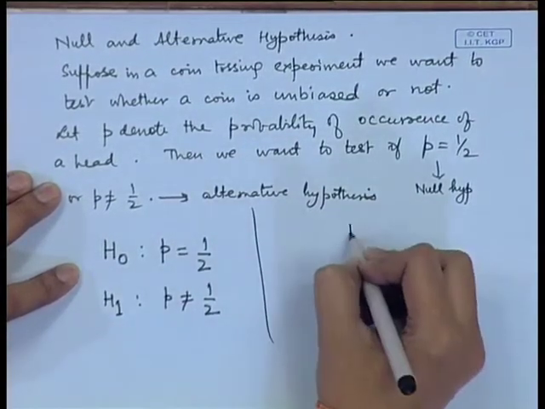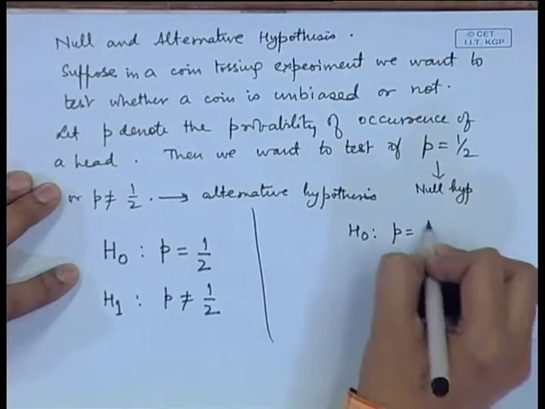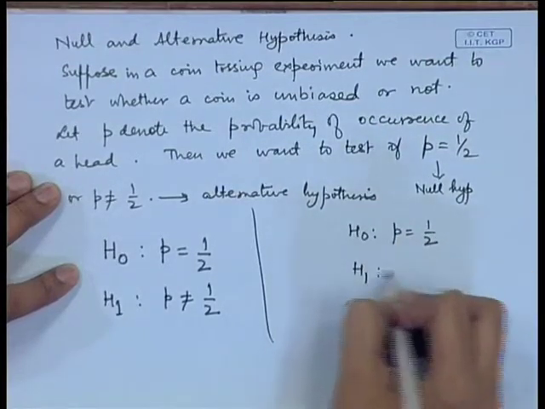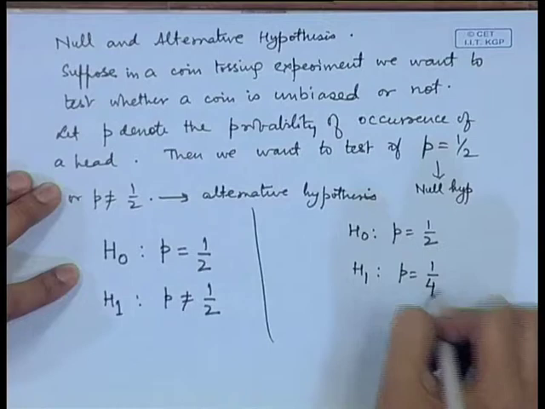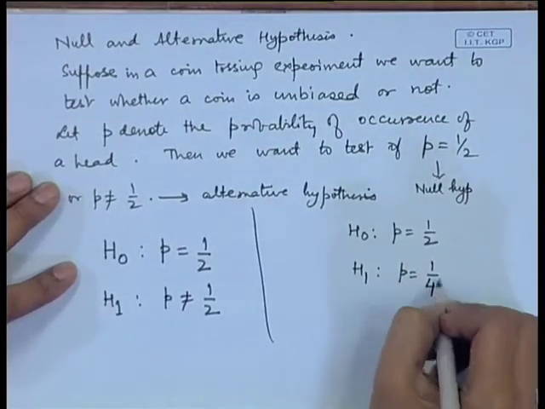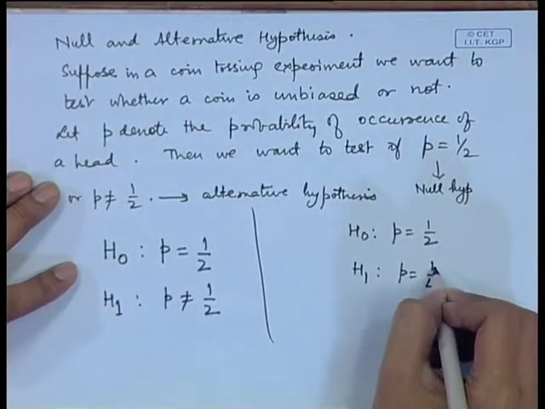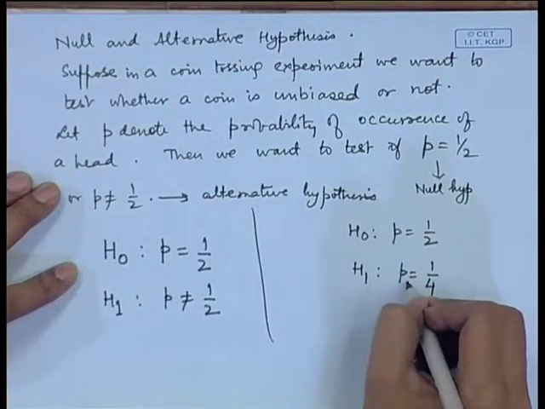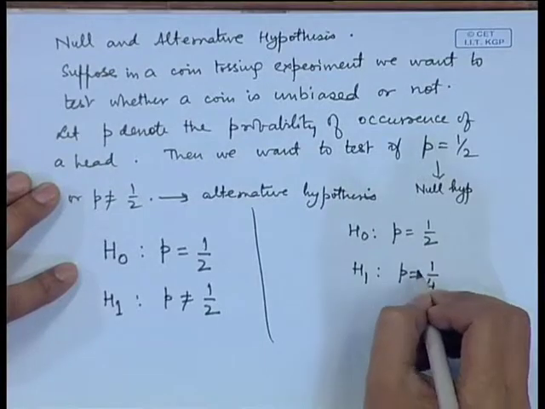It could also be like H naught: p is equal to 1 by 2 versus H 1: p is equal to say 1 by 4. Suppose we have a strong suspicion that actually the probability of head is only 1 by 4, then we may set up the alternative hypothesis of this form. So, in general the hypothesis will be framed based on the questions that the experimenter has and which he actually wants to test in the light of the sample that he is going to have.